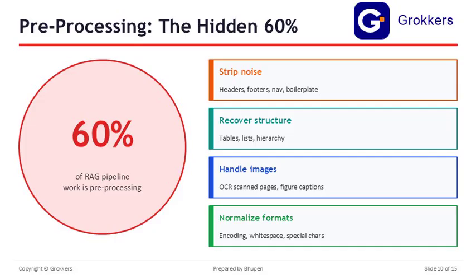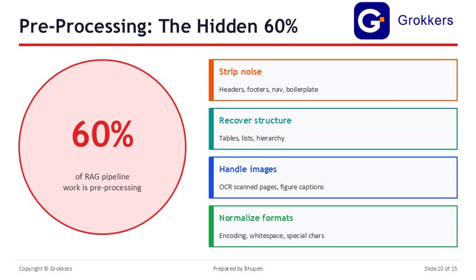At this point, teams usually face a reckoning. They built a RAG prototype in a weekend using clean sample documents. It worked. They moved to production, and suddenly retrieval quality dropped sharply. The diagnosis almost always points to pre-processing.